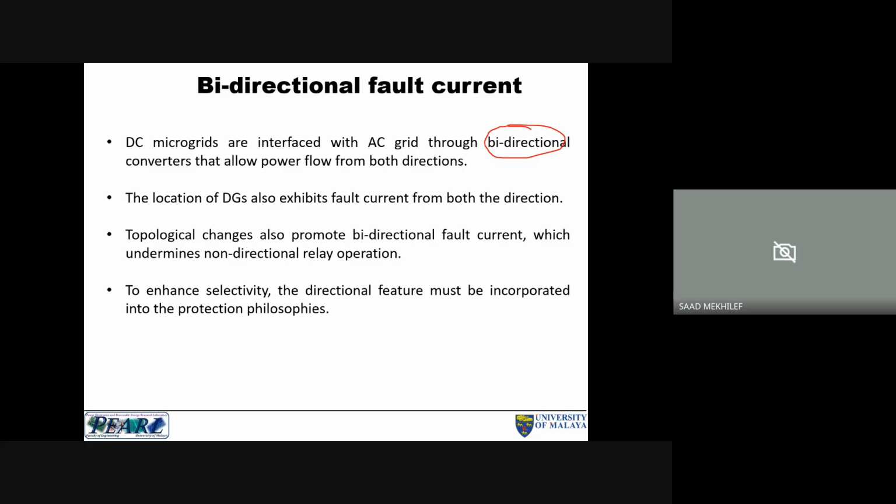So the location of the DG also exhibits fault current from both directions, from DC and AC. The changes also promote bidirectional faults, which undermine the non-directional relay operation. So that's actually one of the issues. To enhance this, direction features must be incorporated into the protection design. This is all related to the bidirectional converter, where a fault can go from AC to DC, and from DC to the AC side.